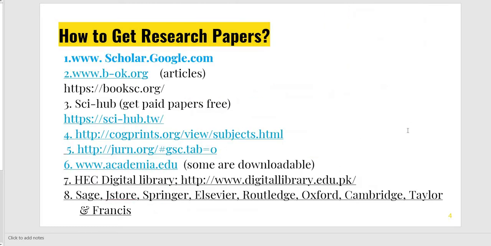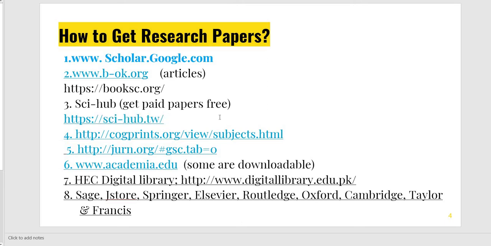How to get research papers? While you are writing a thesis, you give references to research papers. So how will you find references, or how will you find research papers? The first source is Google Scholar. Go over there, you can easily download. The second source is bok.org, and I have shared the link with you. There are also millions of articles on every topic. You can download them. Just register yourself, and in one day you can download 10 articles or 10 books.